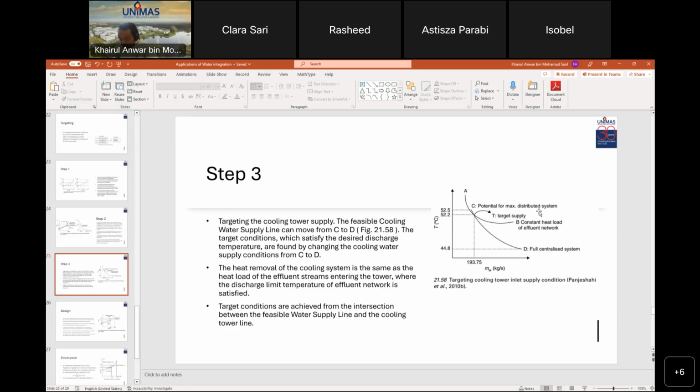the target condition, which specifies the desired temperature to the cooling water network, is found by changing the cooling water supply condition from C to D. The heat removal of the cooling system is the same as the heat load of the cooling water network at the target condition.